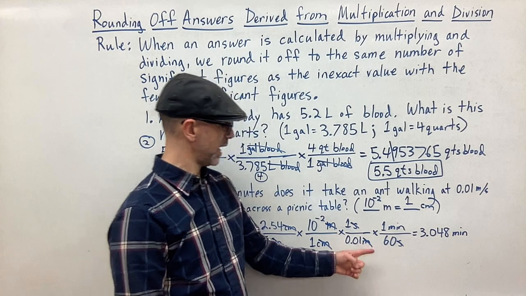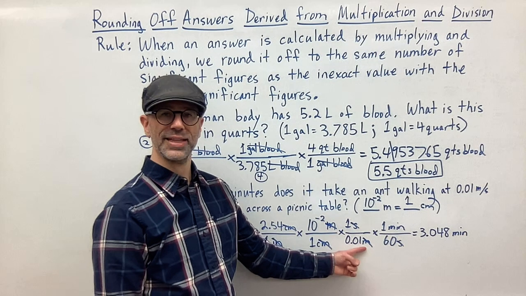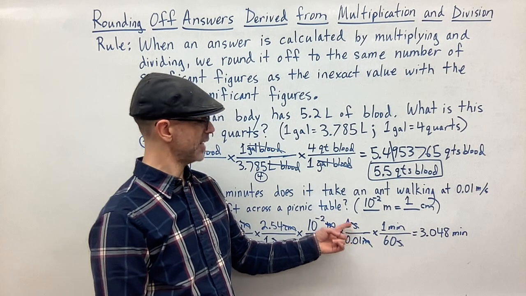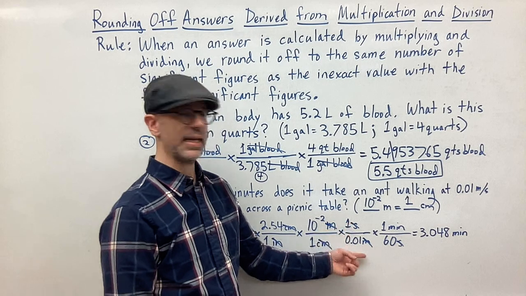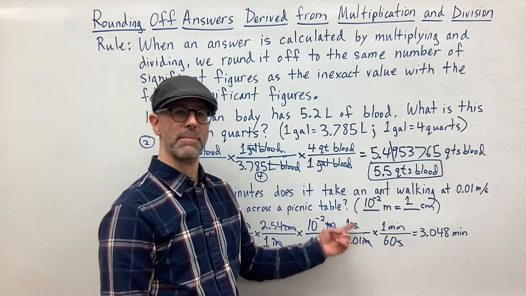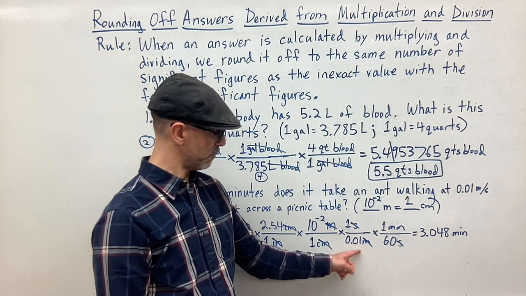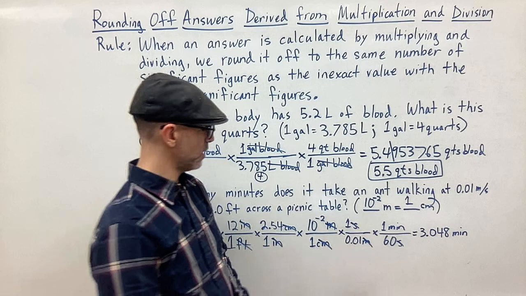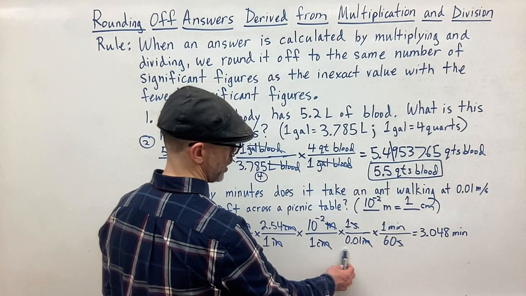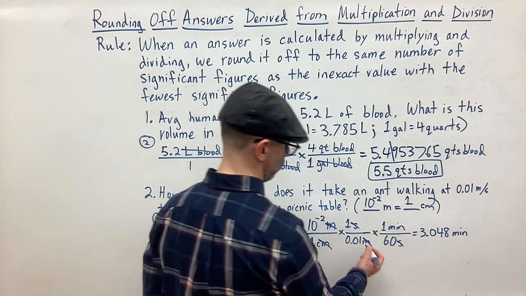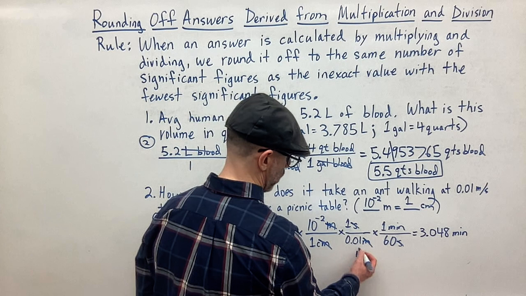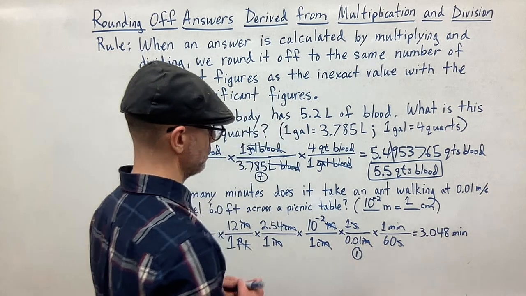And then here we have 1 second to 0.01 meters. Now notice this is a metric unit of length. This is a metric unit of time, right? So time and length are different categories. This is going to be a measure. So we got to pay attention to the number of sig figs here. The zeros here are not significant. They're just placeholders. The 1 is significant. So here we only have 1 sig fig.